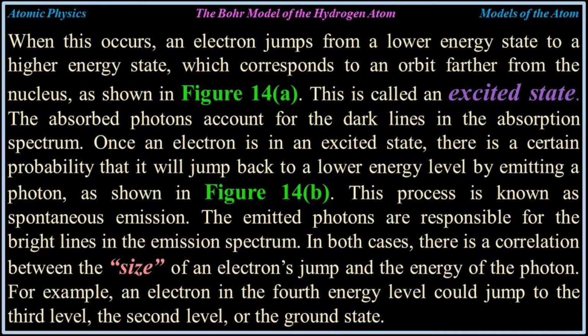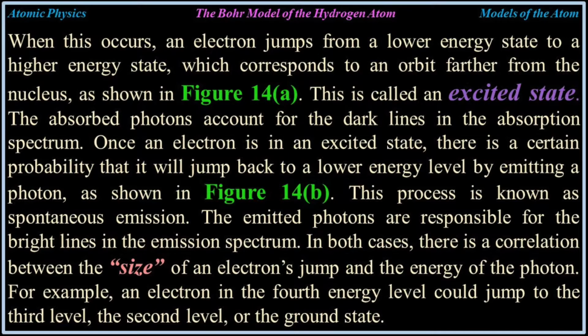Once an electron is in an excited state, there is a certain probability that it will jump back to a lower energy level by emitting a photon, as shown in figure 14b. This process is known as spontaneous emission. The emitted photons are responsible for the bright lines in the emission spectrum. In both cases, there is a correlation between the size of an electron jump and the energy of the photon.